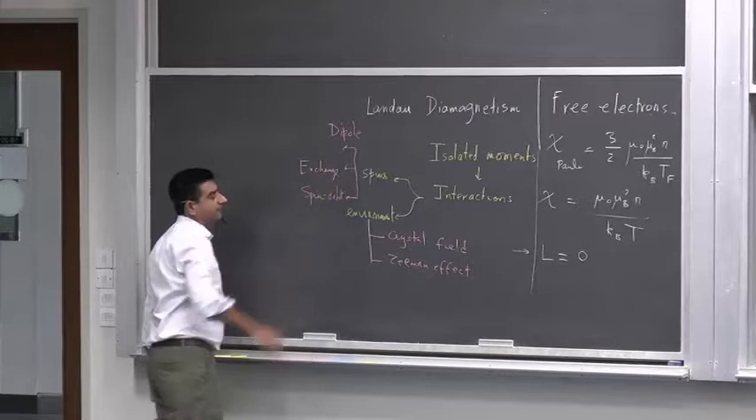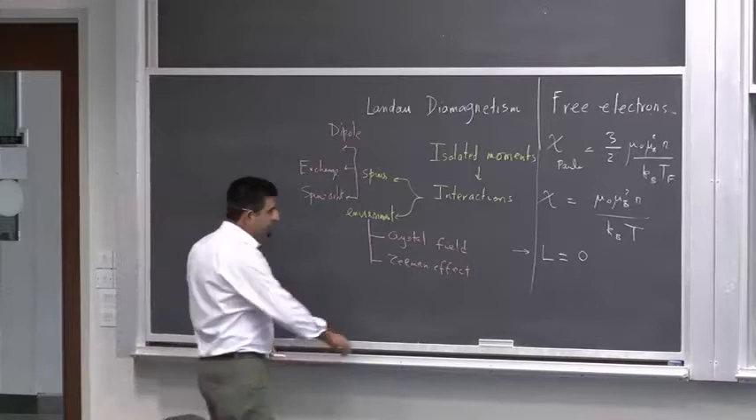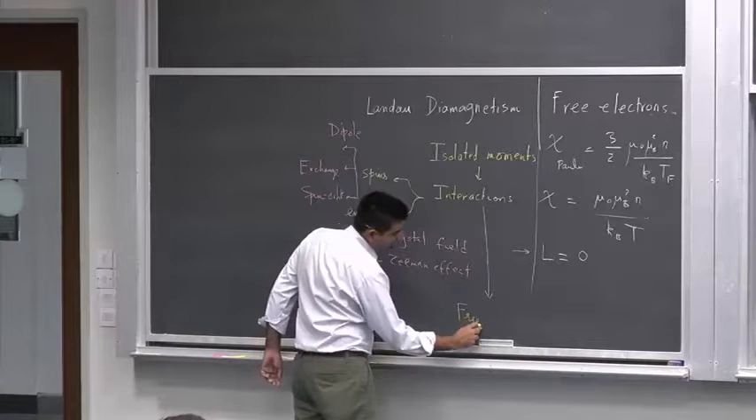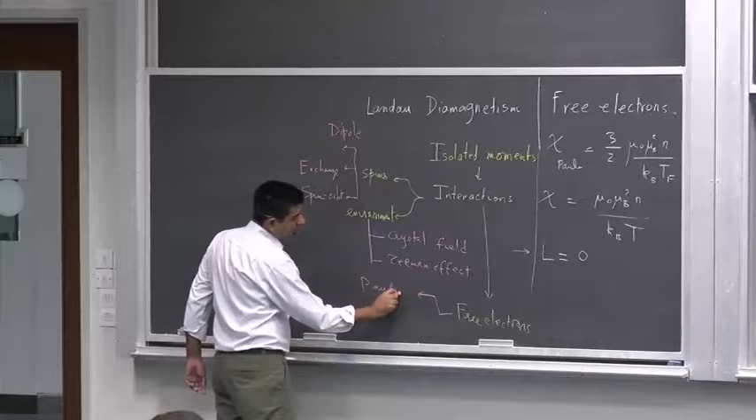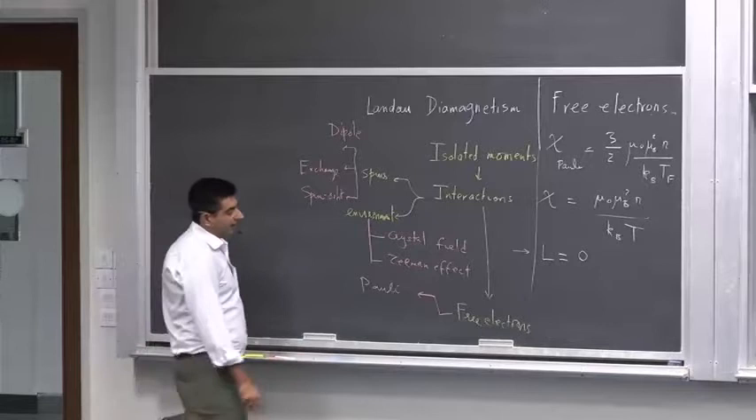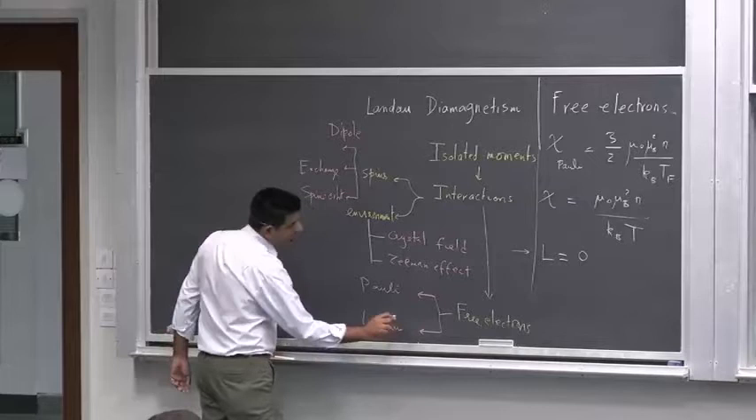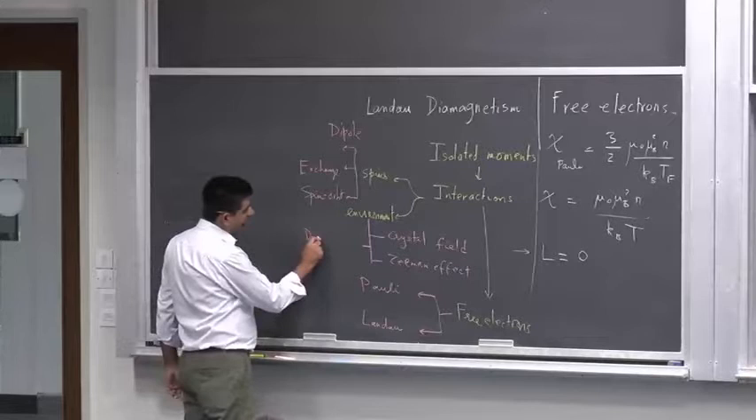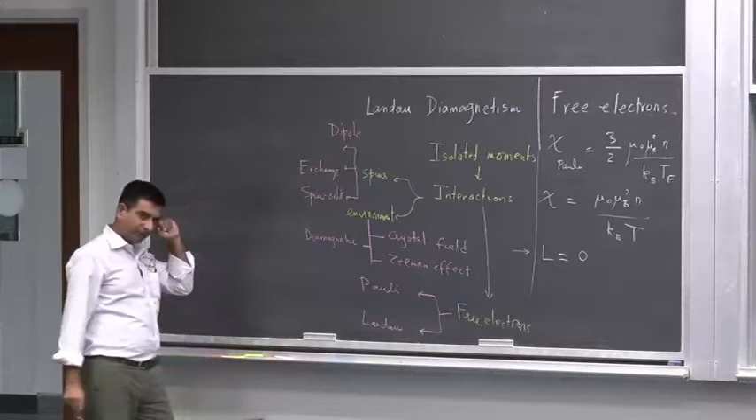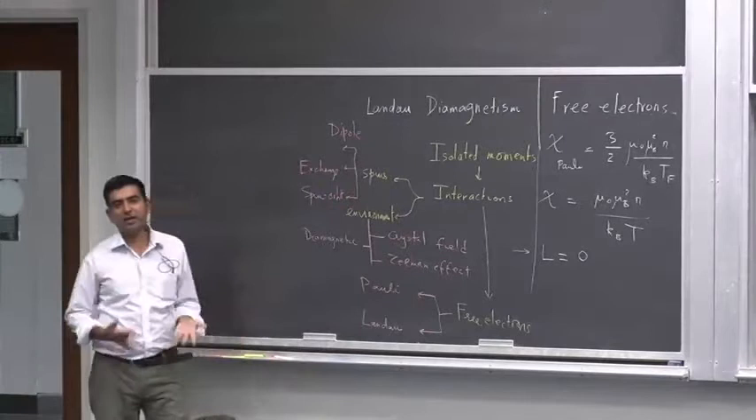Then from isolated moments we included interactions, and then we went on to study what are called the free electrons. And for free electrons, we've already seen one effect, and that is the effect of Pauli paramagnetism. Now we would like to look at Landau diamagnetism. And remember, when we were studying interactions, we also included the diamagnetic effect, because this is the interaction of the angular momentum with an external field. So this is a conceptual map of what we've covered in the course so far. Okay, all looks good.